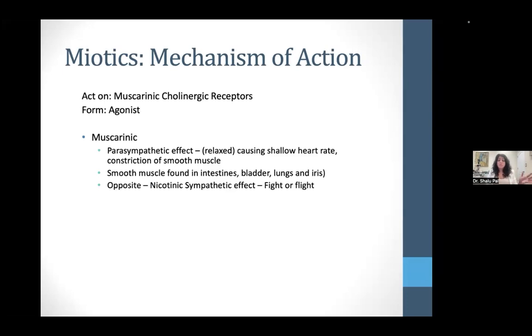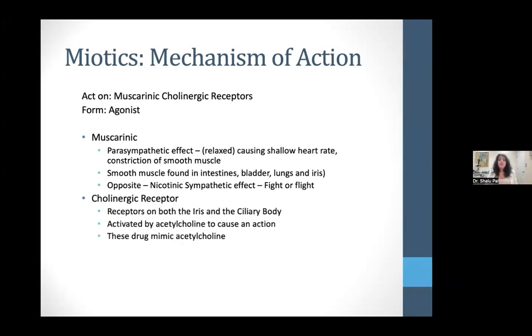When you think about muscarinic or nicotinic, you're thinking about the parasympathetic system versus the sympathetic system, okay? Muscarinic is the parasympathetic. This is your relaxed state, not the fight or flight. And this is what's working on the iris to cause that constriction. The cholinergic receptors are found on both the iris and the ciliary body, and it's important that these are found in two different places inside the eyes, okay?